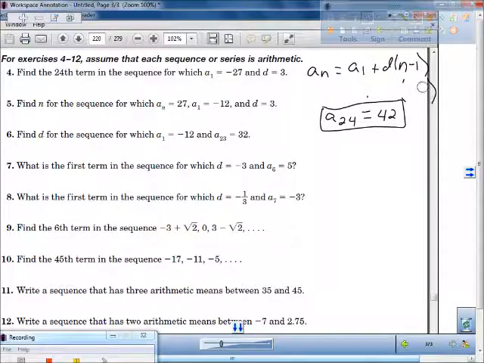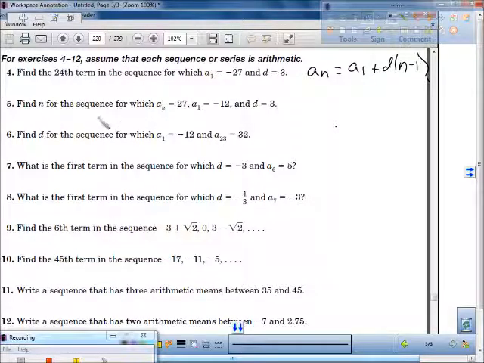We're going to use a sub n is equal to a1 plus d times n minus 1. But here we're solving for n. So we know a sub n to be 27. We know a1 to be negative 12, and we know d to be 3. We do not know what n is, so we're just going to solve and then simplify and then solve for n and come up with what our n value is.